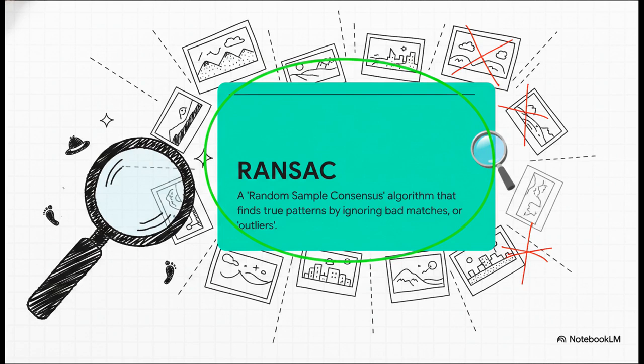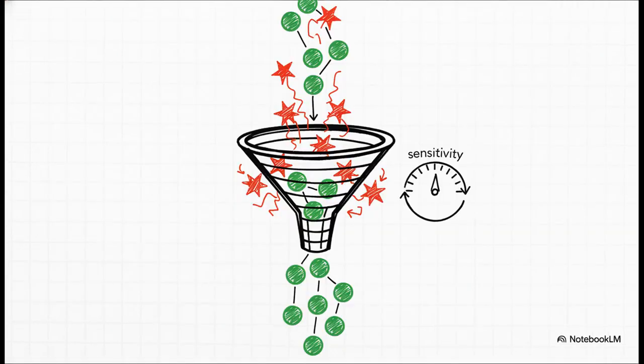It does this over and over, and whichever theory gets the most votes wins. That's our true pattern, and all the bad data just gets tossed aside. So RANSAC is our critical filter. It finds the real signal in all that noise and makes sure our final alignment is based only on matches we can actually trust. And that RANSAC threshold thing? That's just a knob the developer can turn to decide how strict the filter is. They can crank it up to only accept perfect matches, or dial it back to be a little more forgiving.